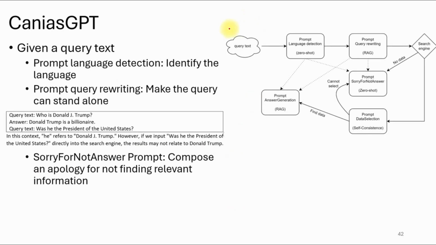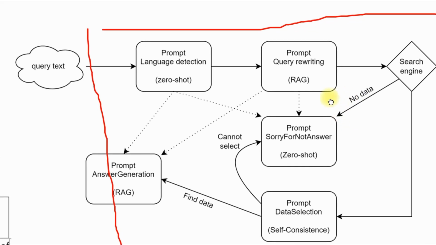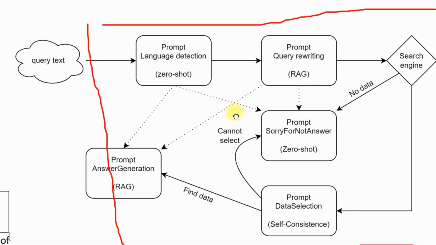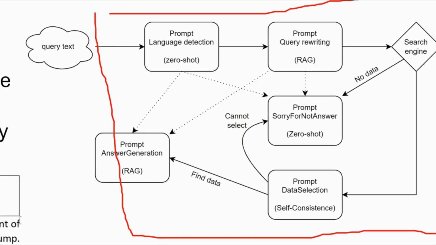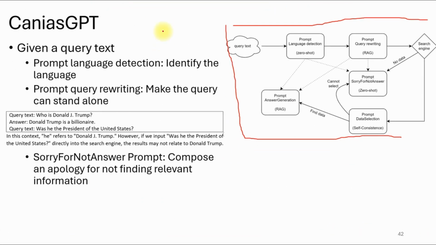So this is my chain prompt work. You can see that given the query from the user, it will pass through many flows of prompts: detect the language, rewrite the query, apply the search engine, and there is a prompt for not answering if the search engine cannot find the data. Even if the search engine can find data but no data can be selected, then we have to say sorry. But if we can find the data, then we have the prompt for answer generation. So this is the basic diagram. So let's go through each part.